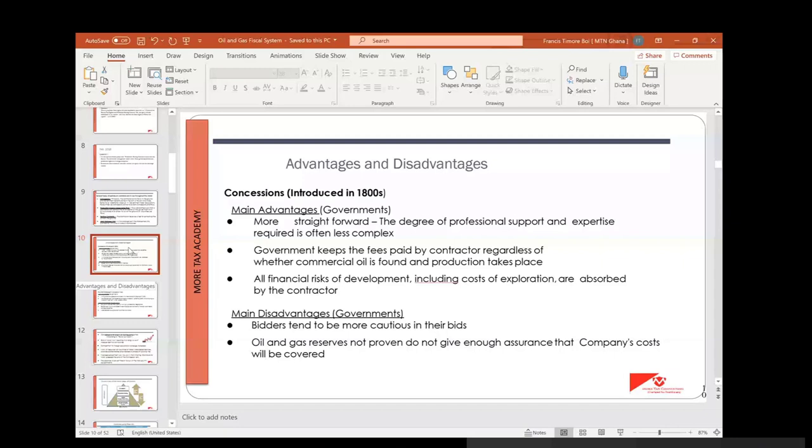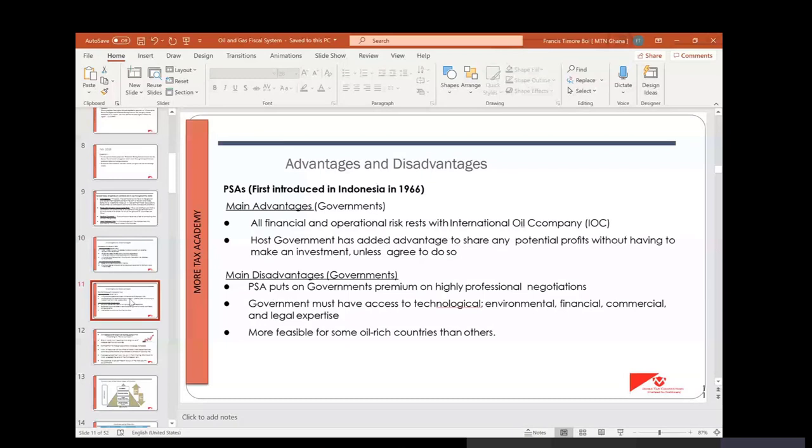Anyway, you won't be wrong if you say royalty slash tax regime. You won't be wrong. And then the PSA was introduced by Indonesia in 1966, and we are saying that you produce and then you get parts of the oil.